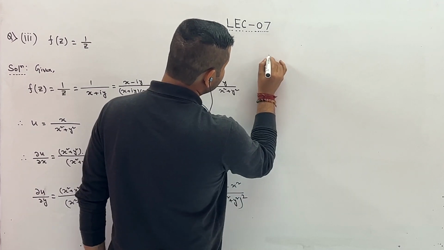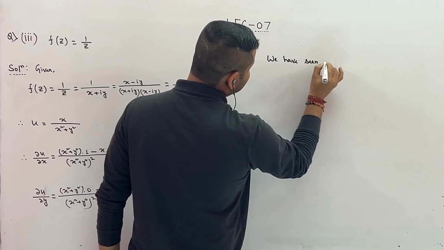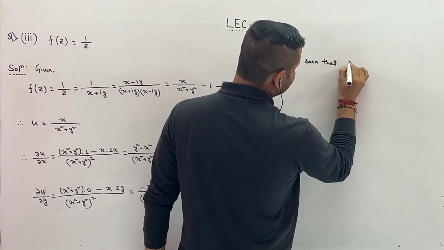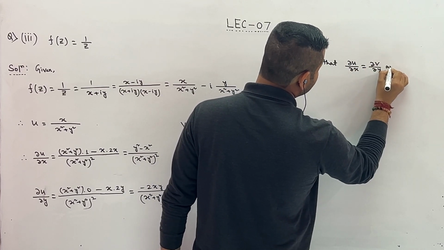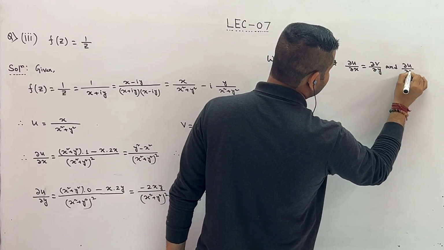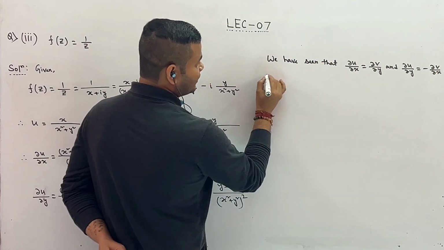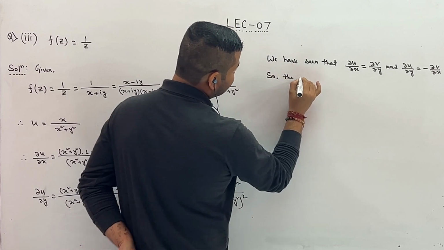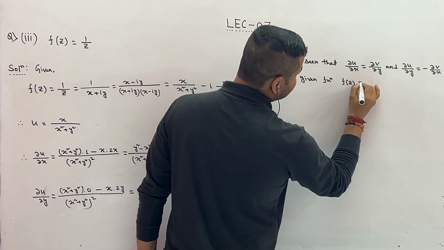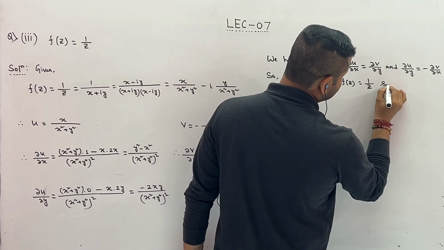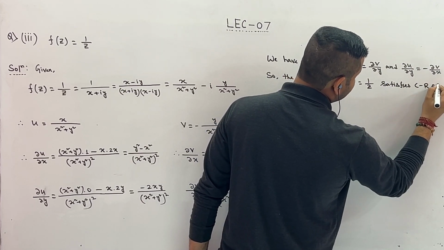So we have seen that del u by del x is equal to del v by del y, and del u by del y is equal to minus del v by del x. So the given function f of z is equal to 1 by z satisfies CR equations.